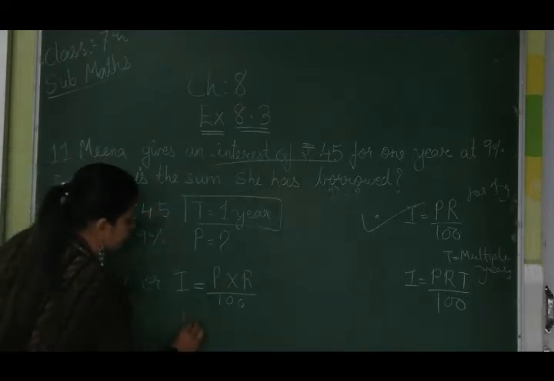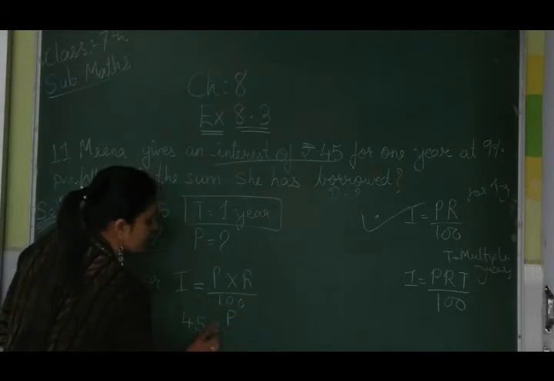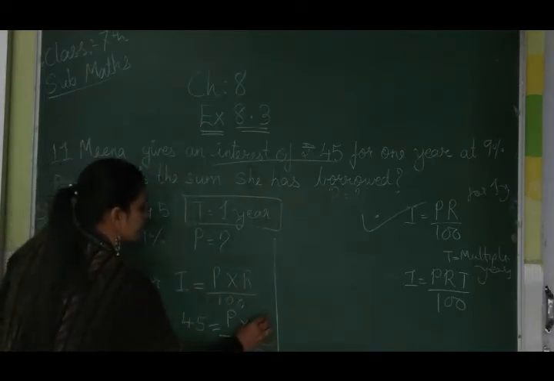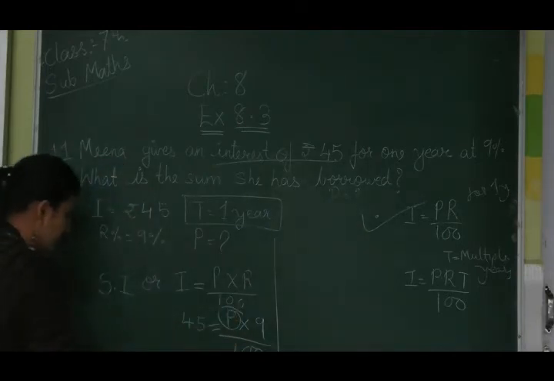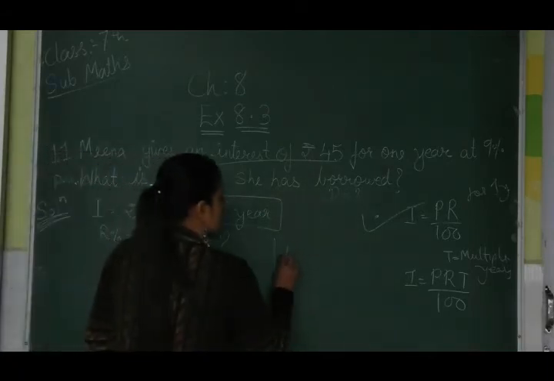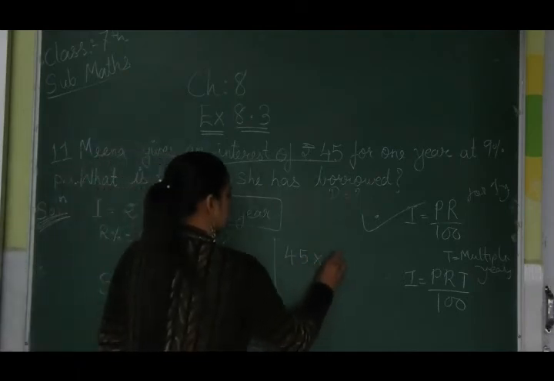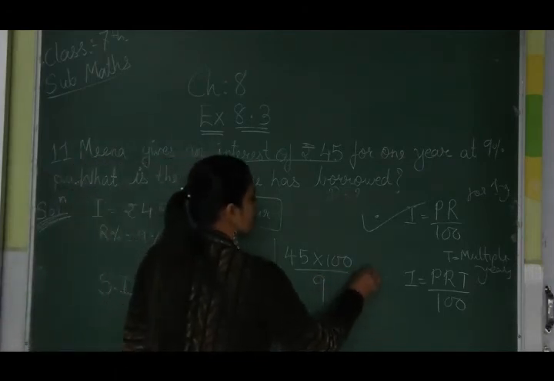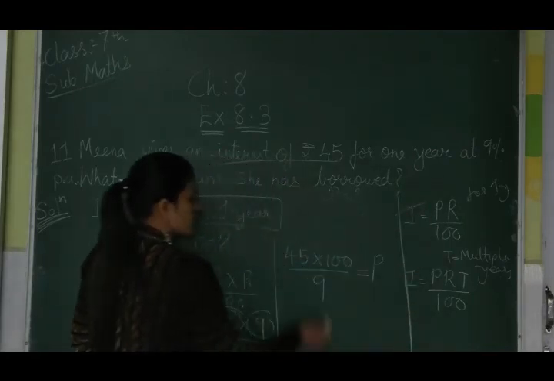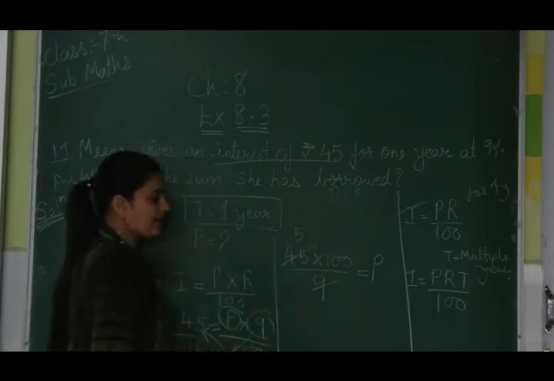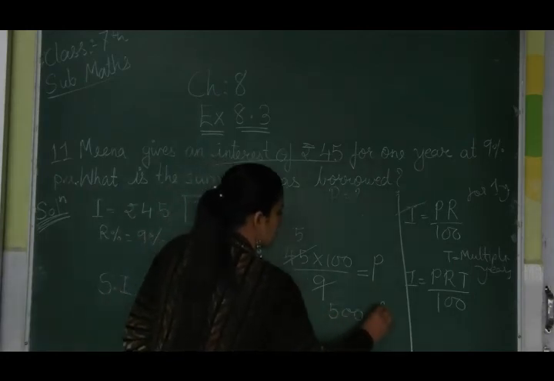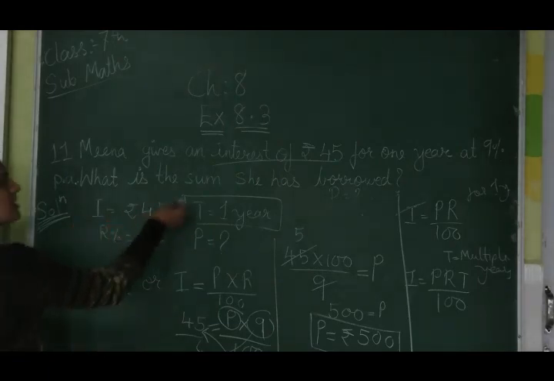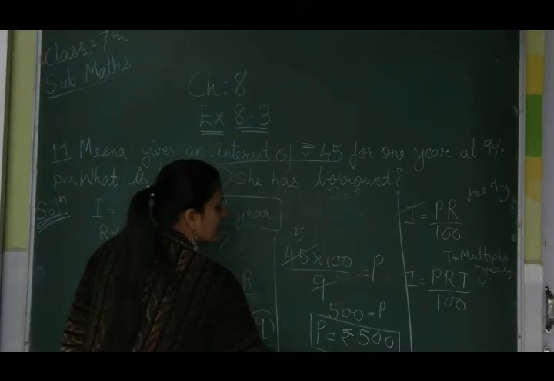I is given rupees 45. P is not given, so P as it is we will write down. Rate of interest 9 as it is. After that what we have to find out? So here 45, this 100 we will put over here. So 45 multiplied by 100. This 9 will come over here as a denominator, divided by 9. It will be equal to, only P is left over here, so it will be equal to P. So here 9 5s are 45. So what is 5 multiplied by 100? 500. So here 500 is equal to P. That means that P is equal to rupees 500. So finalized answer we have got that what will be the sum she has borrowed, that is rupees 500. That's all about this chapter.